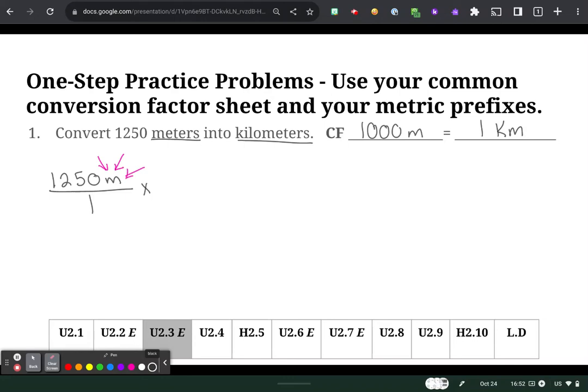And then according to this, I only have one conversion factor. So I'm going to leave space for just one line, equals, and I'm ending in kilometers. So I need to get rid of meters and move into kilometers. Since I have meters on the top, I need to have meters on the bottom. And then I'll have kilometers. I'm going to go into kilometers, so that's going to go on the top.